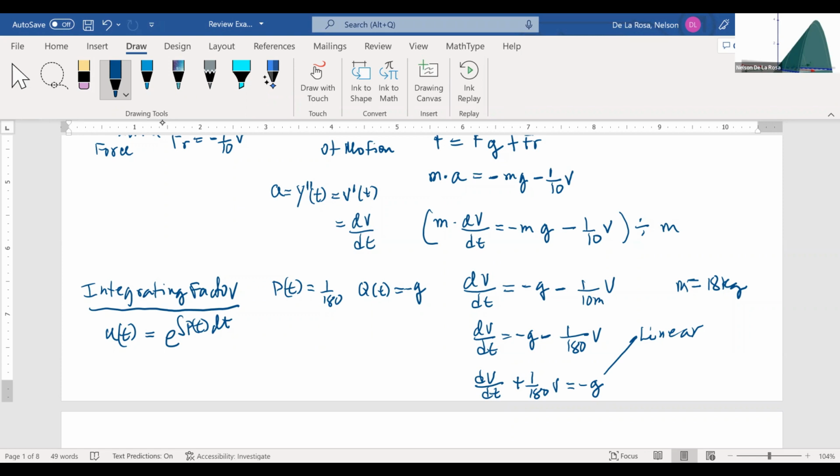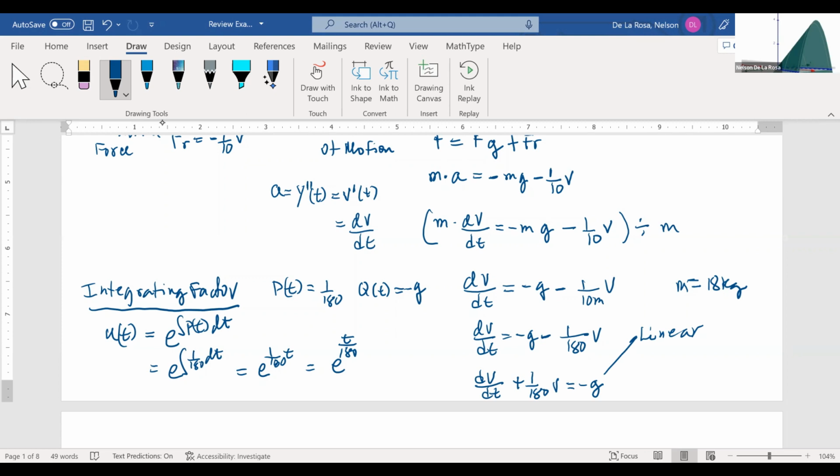So we have e to the integral of 1 over 80 dt, and then this integral is going to produce an integrating factor of e to 1 over 80 t, or simply e to t over 180. So that is our integrating factor.